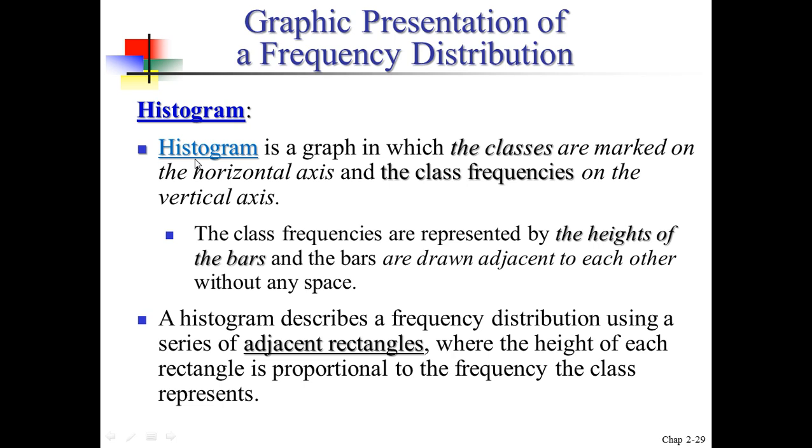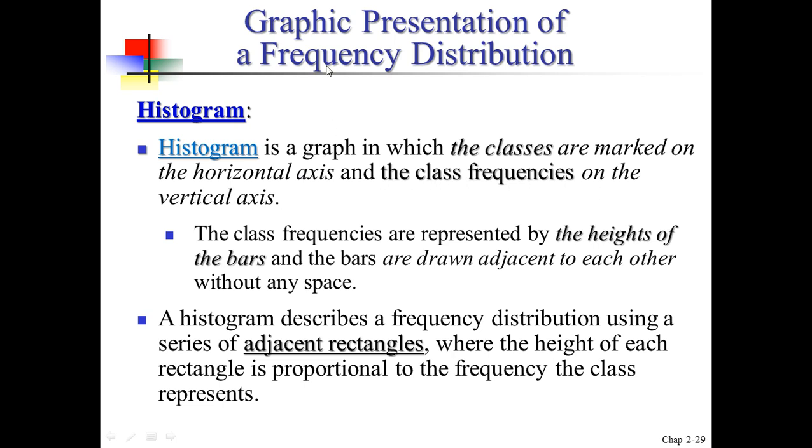So what is a histogram? A histogram is a graph in which the classes are put on the horizontal axis. You still remember? So what is the horizontal axis? The horizontal axis is the axis that, in mathematics, is OX. So the classes that we study, we put on the horizontal axis. Class frequencies, we put on the vertical axis.